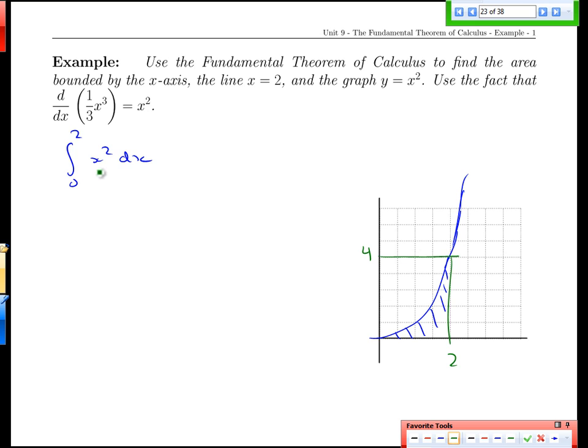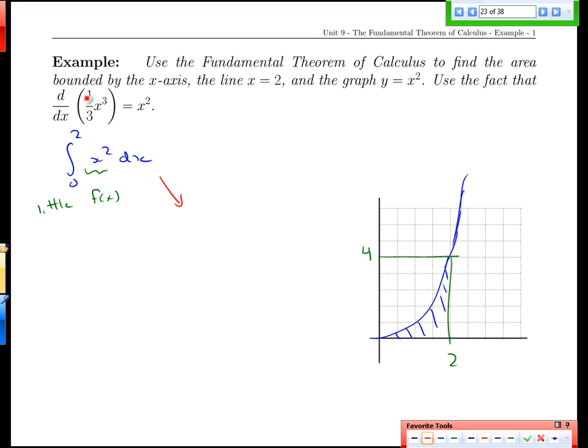How does that relate back to our fundamental theorem of calculus? This is our little f of x. The fundamental theorem of calculus says if we can find an antiderivative of this little f of x, then we can plug 0 and 2 into that antiderivative and get the value. Well, fortunately, we've been given a little bit of a guide here.